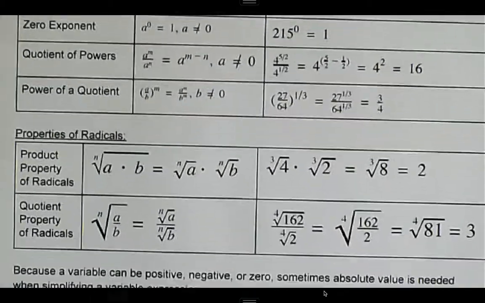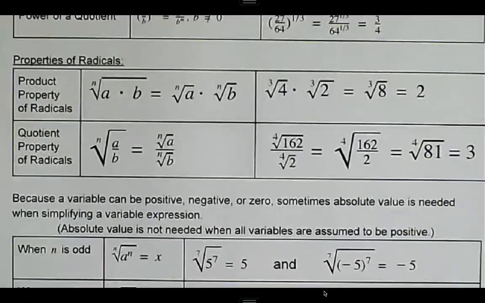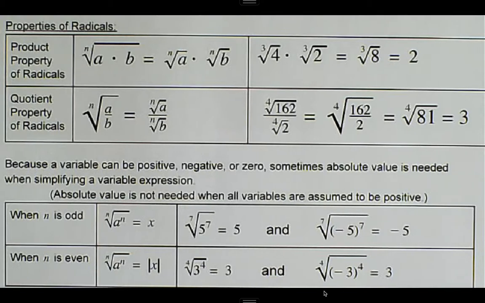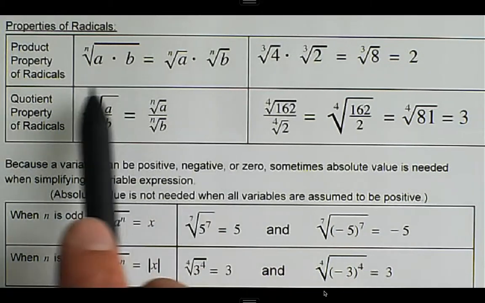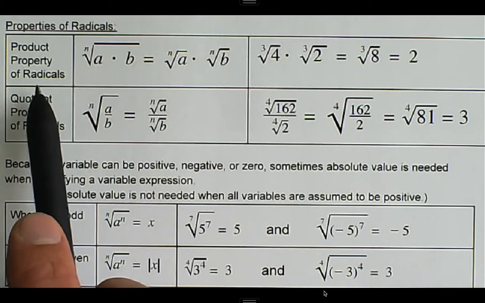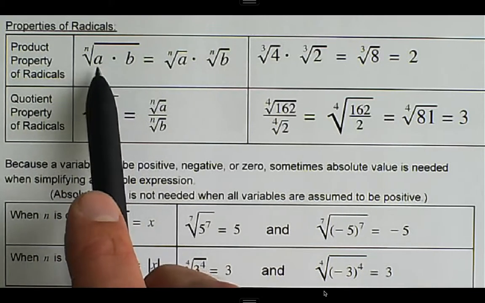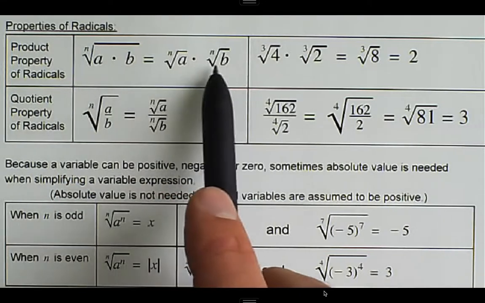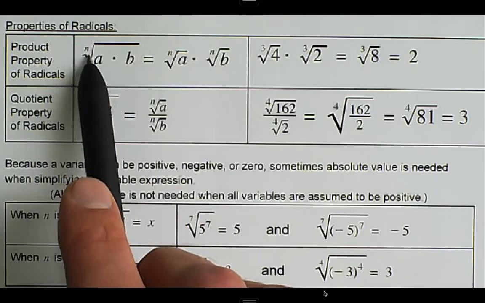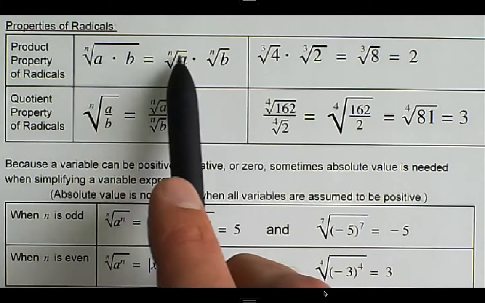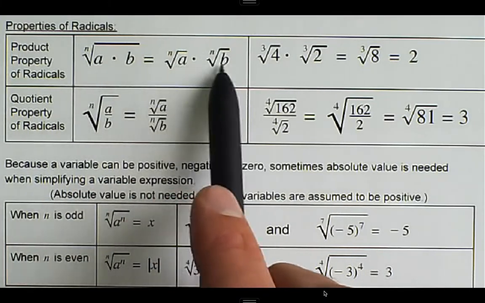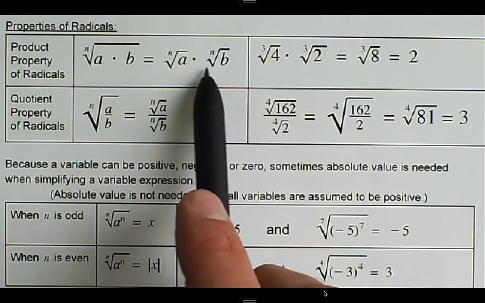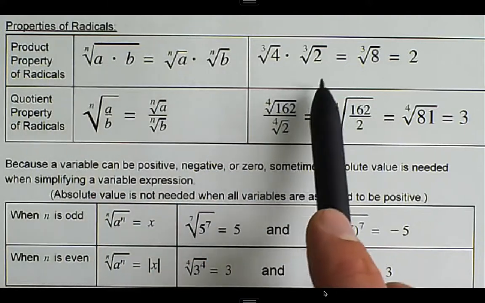We have some properties of radicals. And this works both ways. The first one we have is the product property of radicals. So if we have two numbers underneath the radical joined by multiplication, we can write them separately, where we leave the root the same, and we just split the two bases up. This works both ways. You can start here and split it up if that helps you out, or you can start separate and join them together like we did here.